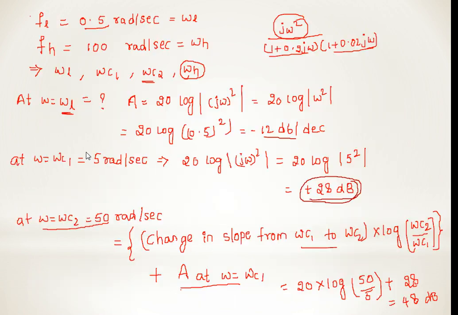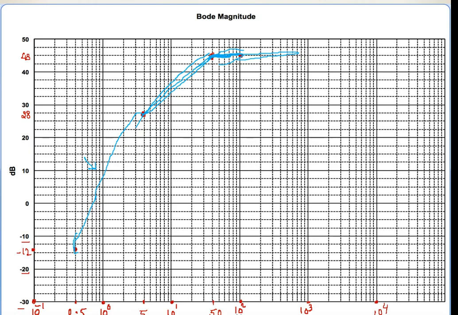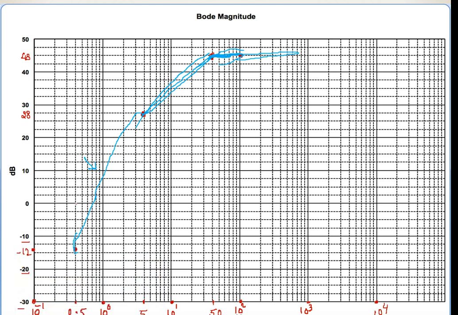Go back to the table. So here the change in slope is 20 decibels and the next change in slope is 0 decibels. So I am writing all those points in the graph. So here the initial slope is 40 decibels per decade. After that the change in slope is 20 decibels per decade, and after that the slope will be 0 decibels per decade. It is maintaining the constant line.